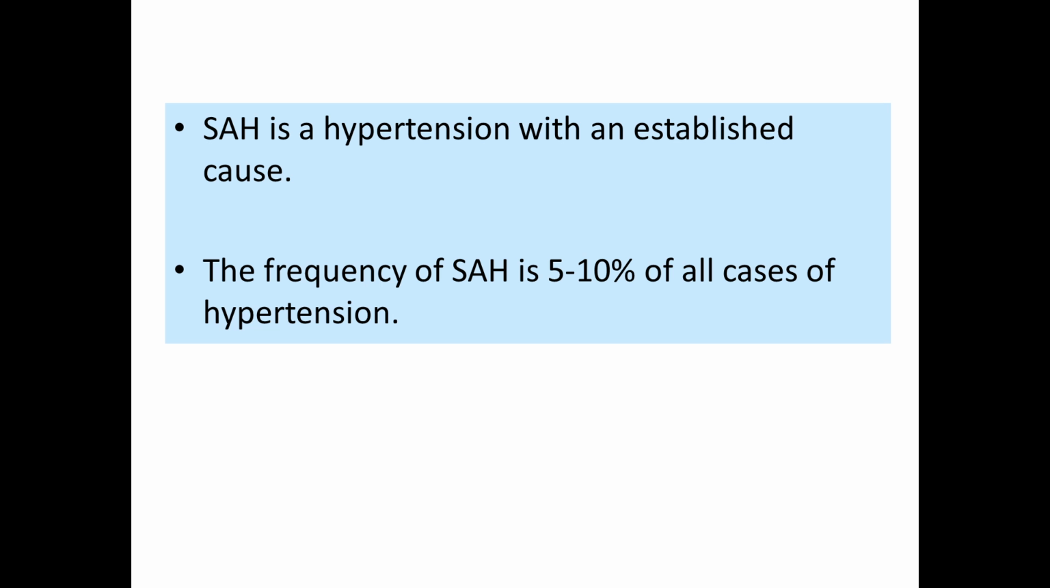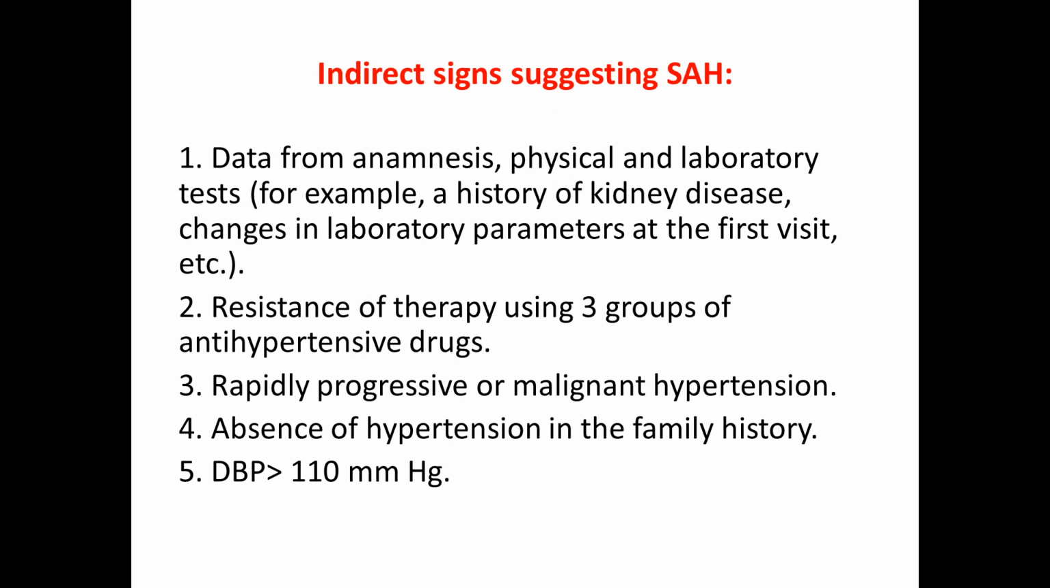Symptomatic arterial hypertension or secondary arterial hypertension is hypertension with an established cause. The frequency of secondary hypertension is 5 to 10%. That means primary hypertension is more than 90%, whereas secondary is only 5 to 10% of all causes of hypertension.